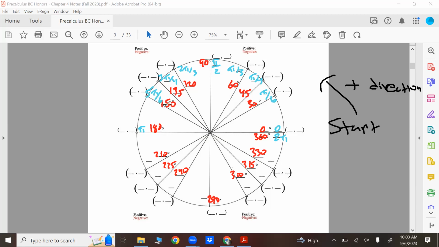Eventually you'll get the hang of it. 210 is 7 times 30. 225 is 5 times 45. 240 is 4 times 60. 300 is 5 times 60. 315 is 7 times 45. 330 is 11 times 30. That's how I like to think of it. Oh, and 270 obviously is 3 pi over 2. That's 3 times 90.